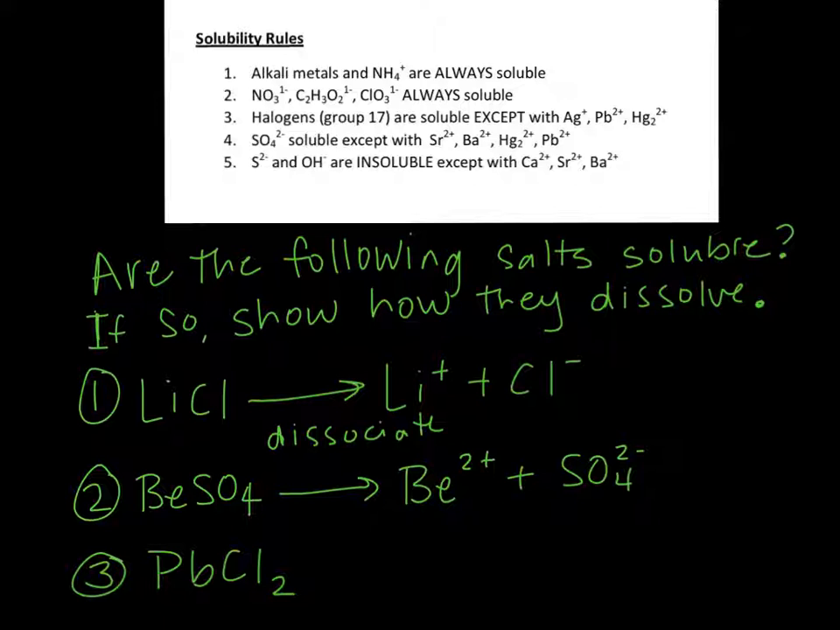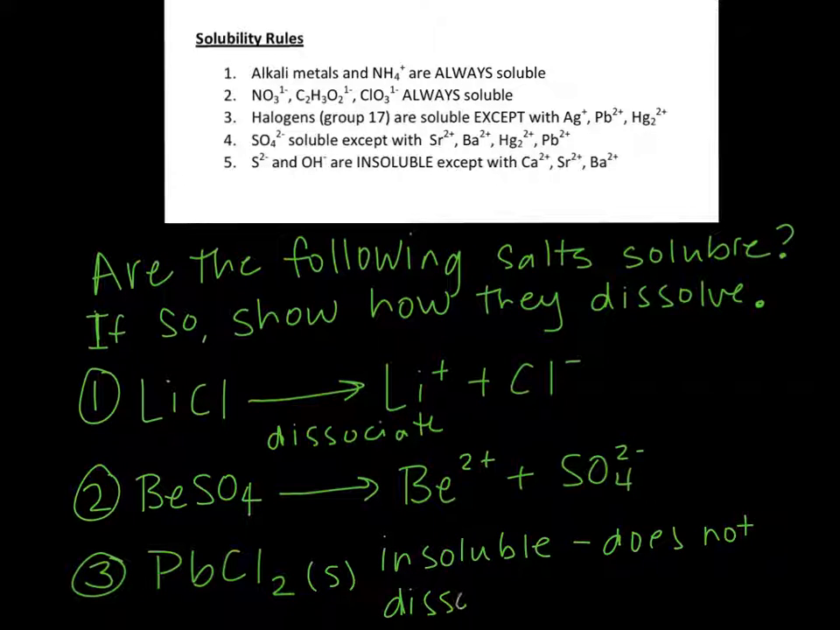All right, number 3, we've got lead 2 chloride here. So it says that halogens, and that's chlorine, halogens are soluble except with silver, lead 2, and mercury 1. So this is insoluble. It doesn't dissolve in water. So it forms a solid. That's what that S means. It means it's a solid.